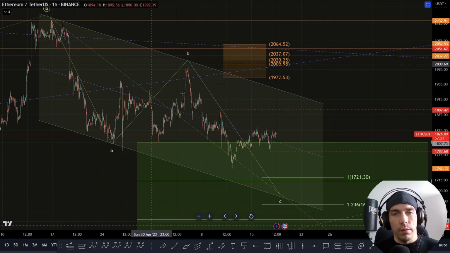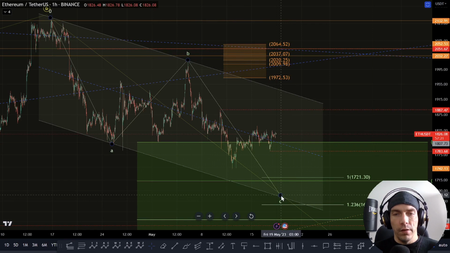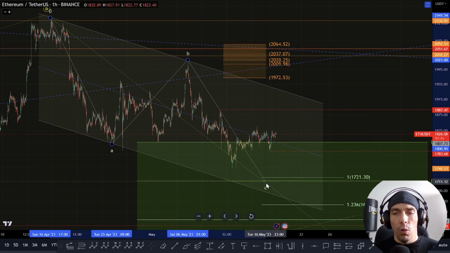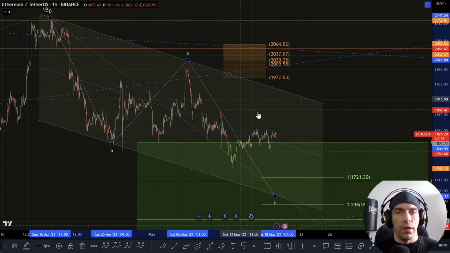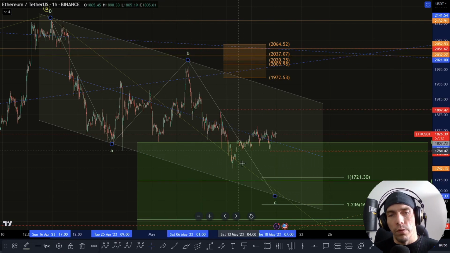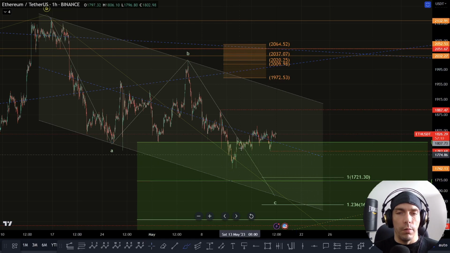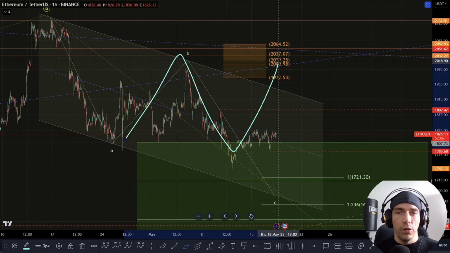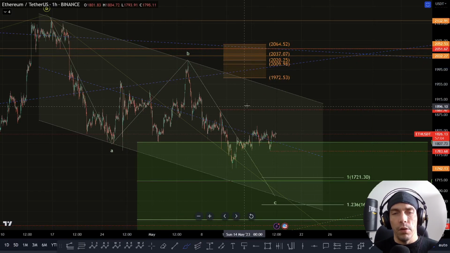Now, what we are looking for is whether this move is actually completed into this low here and we are looking to form a different structure to the upside, or whether we still have some downside to come here. Because of the way that this move is developing, I haven't ruled out that idea of that flat correction either. That is still on the cards, where we could actually see this as still being within the B wave. So we need to be aware of that.